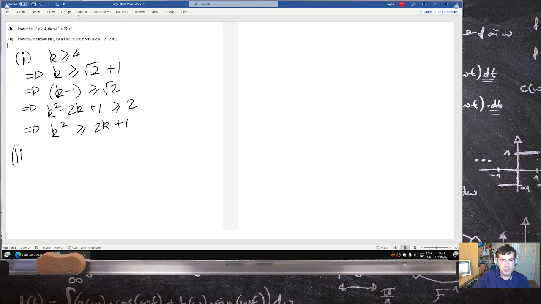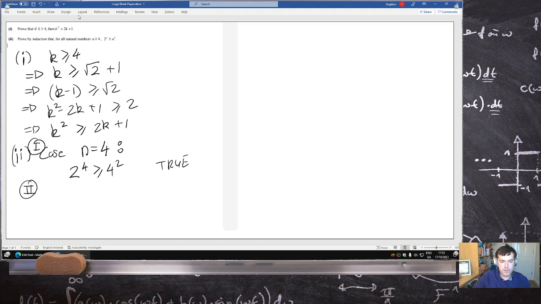Now, question 2. What's the first case? 4. Prove that the first case is true. 2 power 4, is that bigger than or equal to 4 squared? 16 is equal to 16, that's true. So that's question 2, part 1.